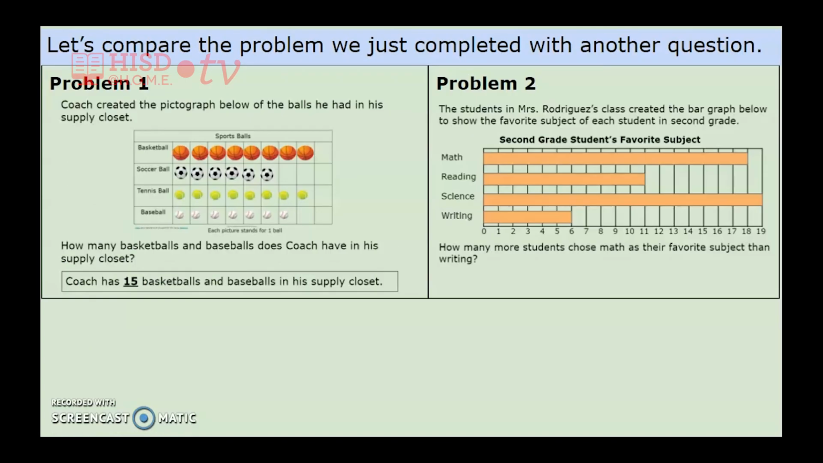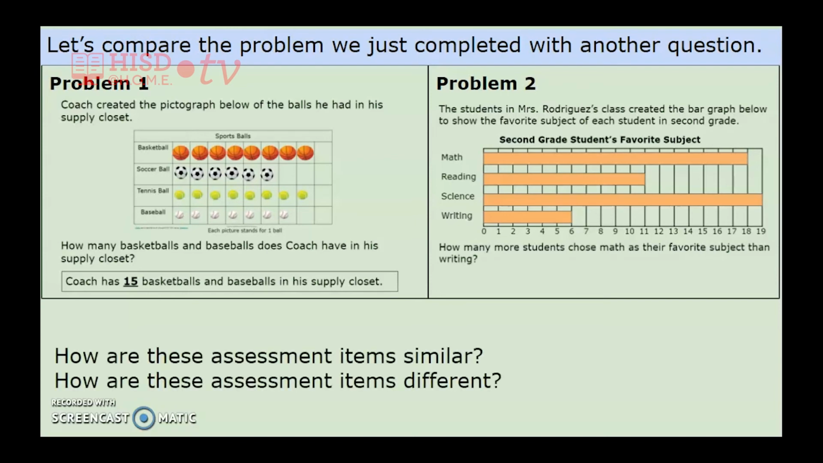Let's compare the problem we just completed with another question. Let's look at problem 2. We want to look at how the assessment items are similar and how they are different. Problem 1 is what we just did. Coach created the pictograph below of the balls he had in his supply closet. The question was, how many basketballs and baseballs did Coach have in his supply closet? Coach has 15 basketballs and baseballs.